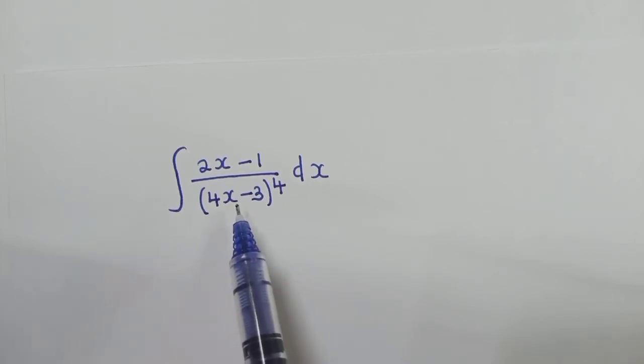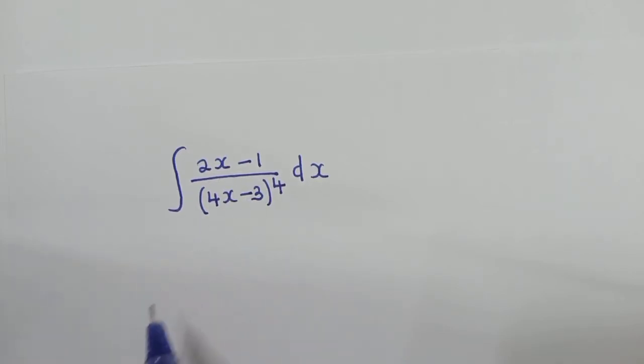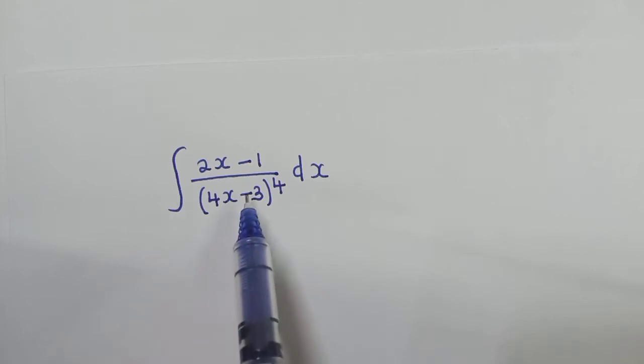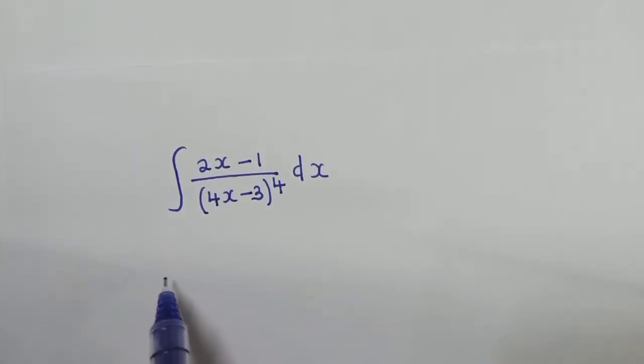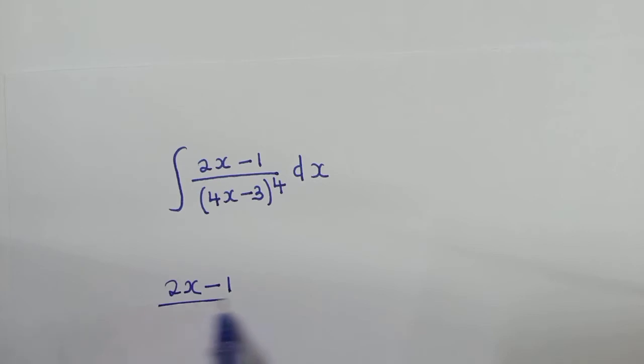So, how do you integrate a partial fraction like this one? First thing must be to decompose the partial fraction right here. So, we get it. That's (2x minus 1) over (4x minus 3) power 4 is equal to, okay.